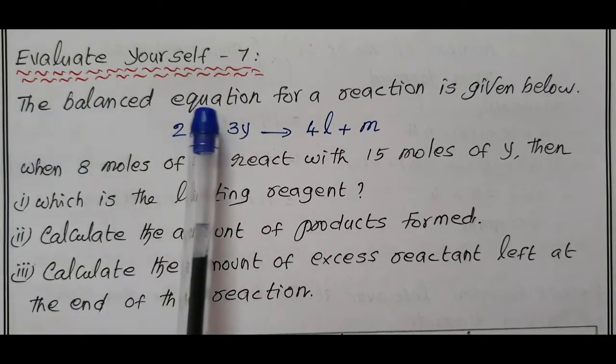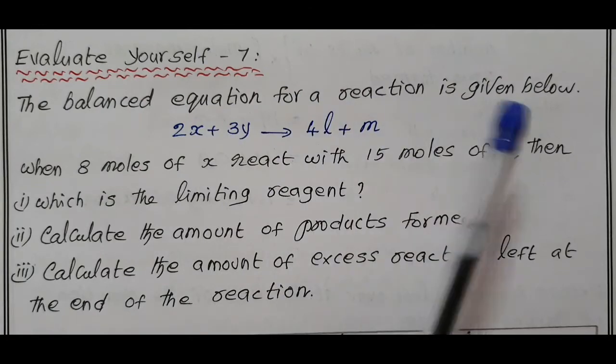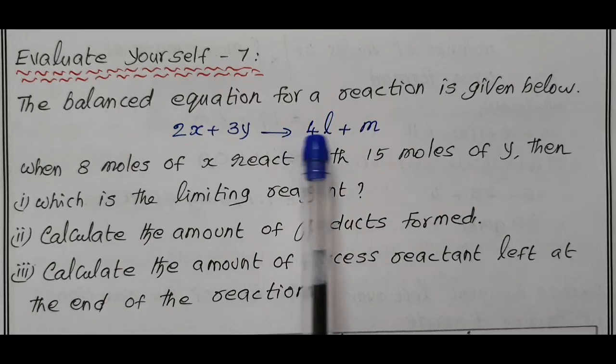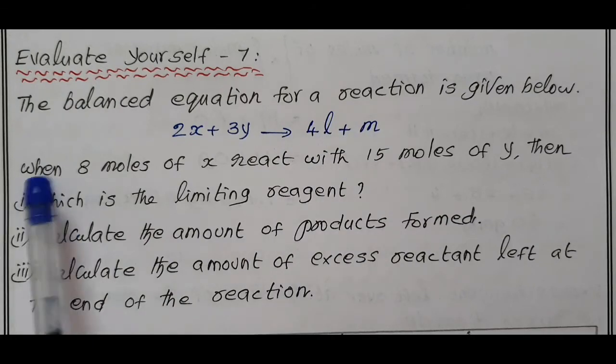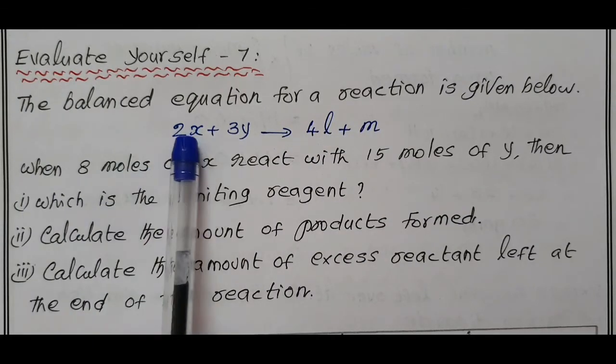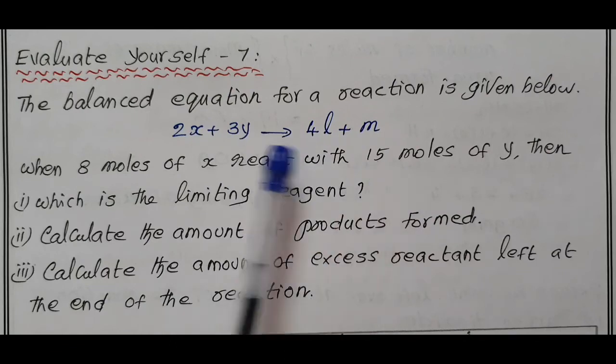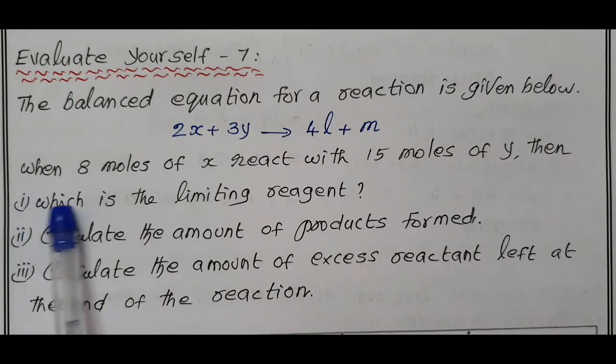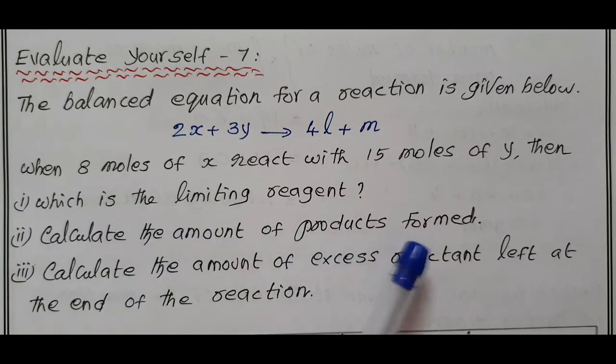The balanced equation for a reaction is given below: 2X plus 3Y gives 4L plus M. When 8 moles of X react with 15 moles of Y, question number 1 is, which is the limiting reagent? Second, calculate the amount of product formed. Third question is, calculate the amount of excess reactant left at the end of the reaction.